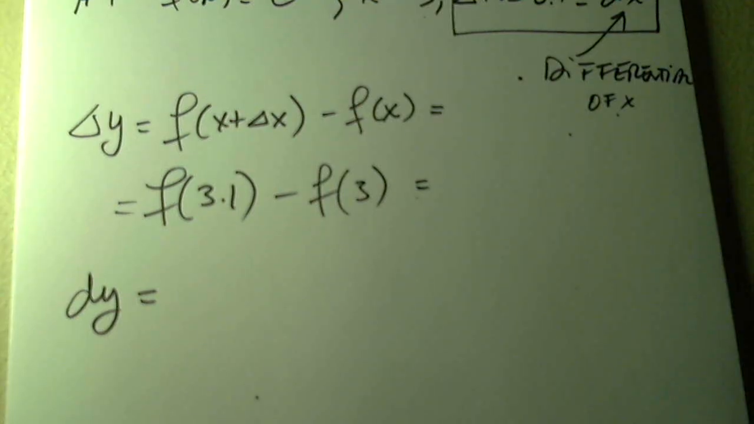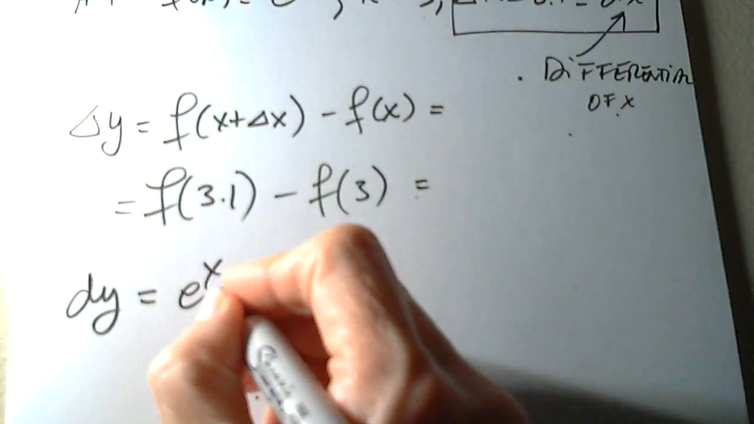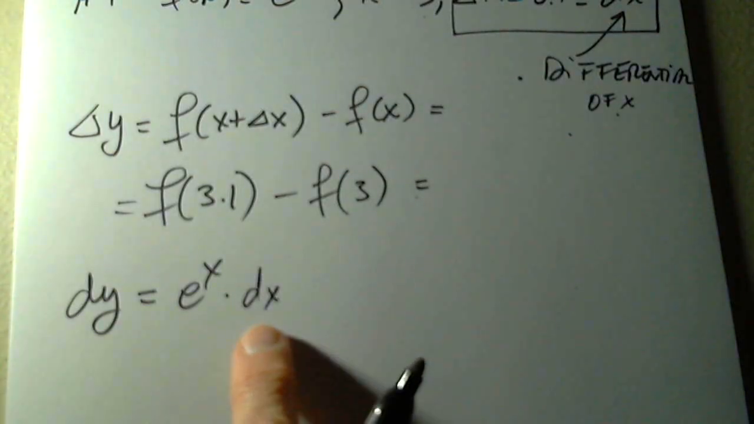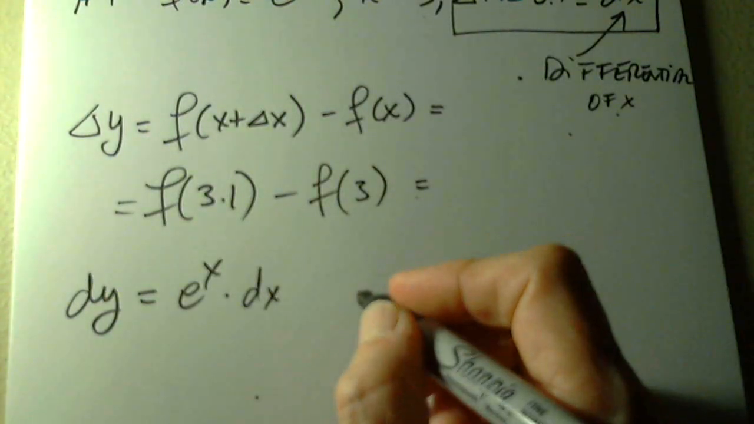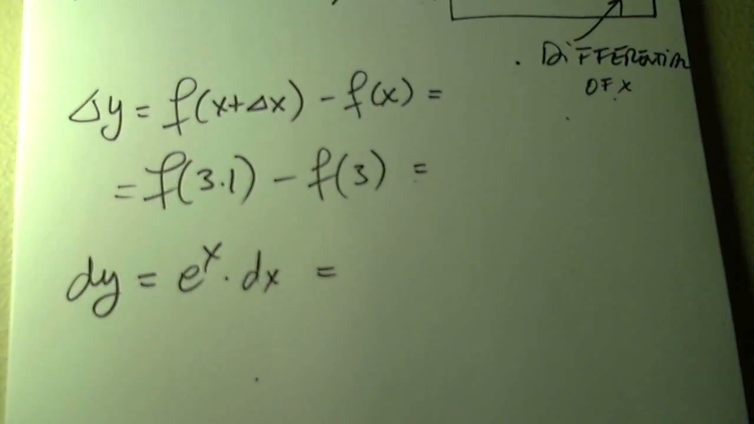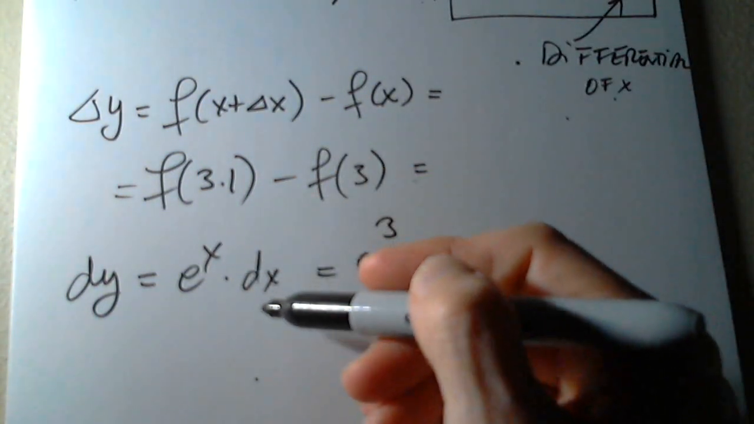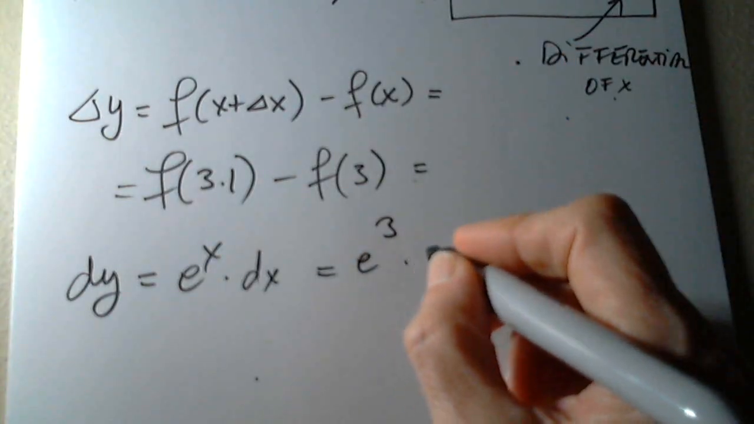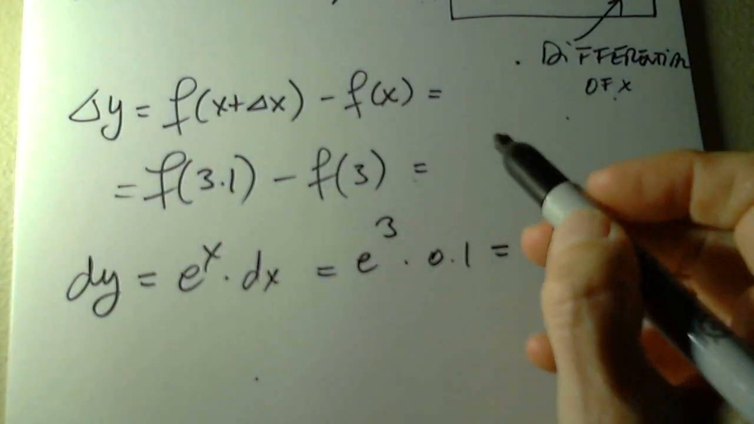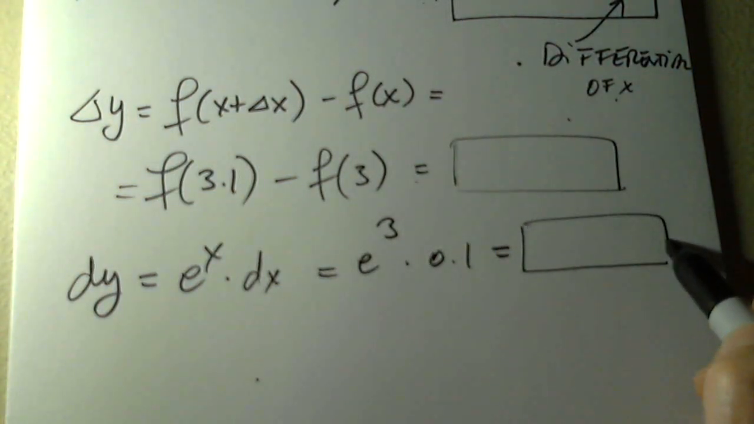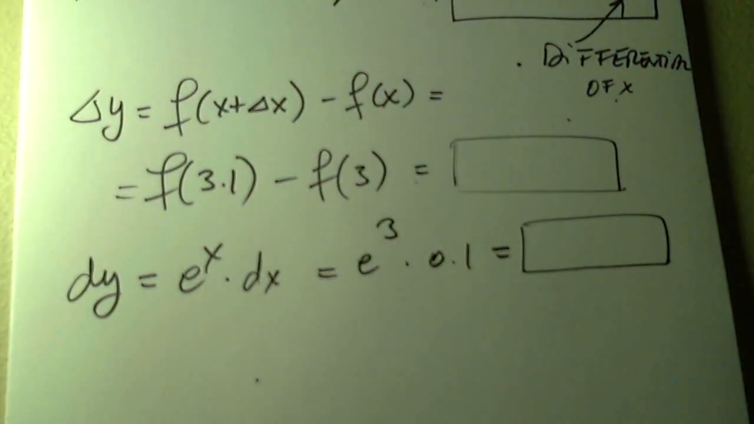Is it e to the power of x, and then times that 0.1 times dx? dx, of course. So this will be e to the third, because x is 3, multiplied by dx, which is 0.1. And we want to see and convince ourselves that these two numbers are very close to each other. They have to be.